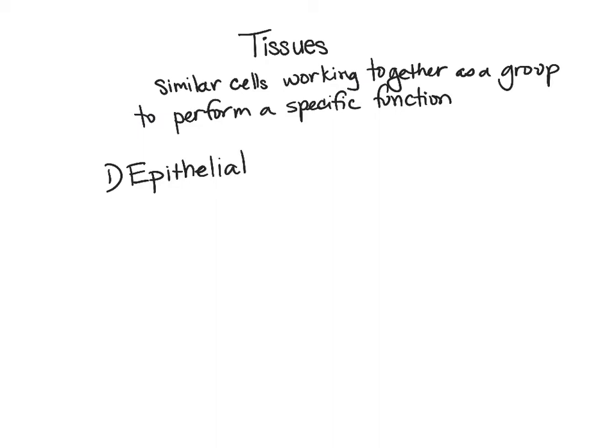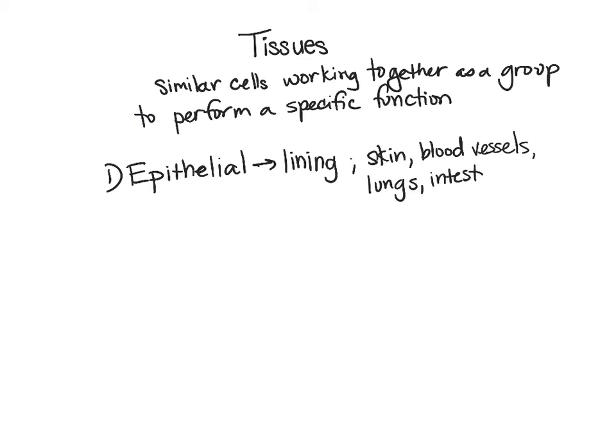Epithelial tissue. And our epithelial tissue is generally considered a lining type of tissue. So it lines different areas. So, for example, it lines the outside of the body, as in our skin is a type of epithelial tissue. It lines the inside of our blood vessels, makes them nice and smooth. The inner lining is an epithelial tissue. Also, it lines the inside of our lungs, also our digestive tract or intestines, so stomach and mouth region. So really it lines a lot of the body.